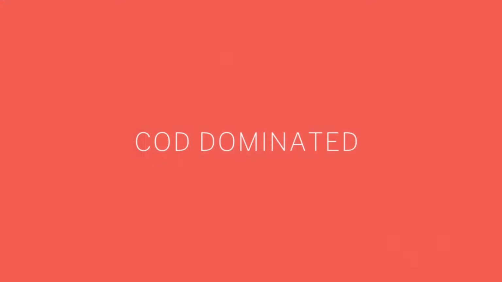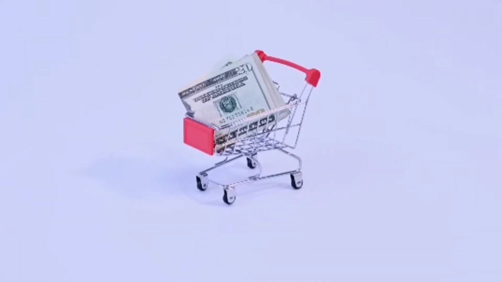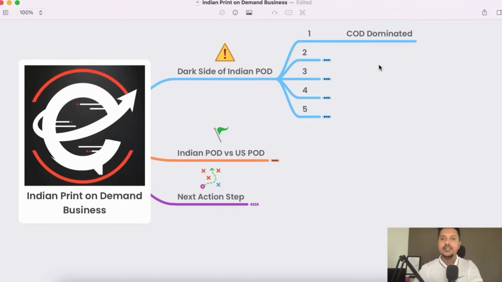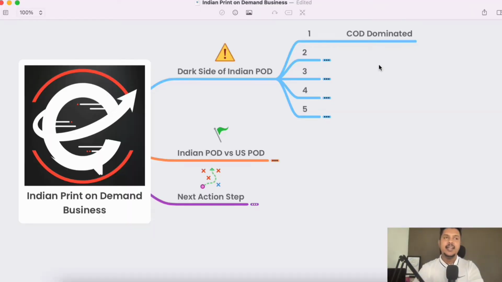First one is cash on delivery dominated. If you look at the Indian market, 90% or 95% of people opt for cash on delivery rather than prepaid orders. Because of that, you need huge capital to start an Indian print on demand business. Also, not every cash on delivery order results in a successful delivery. When the delivery boy delivers the product, some customers will say, I don't want the product, please return it, and the delivery boy will happily return it to the warehouse. That is a big issue.